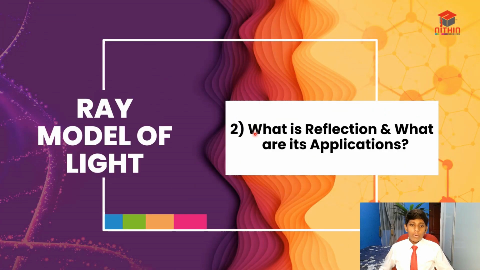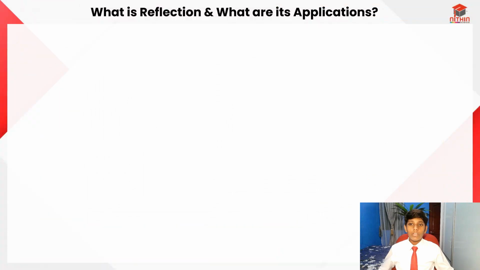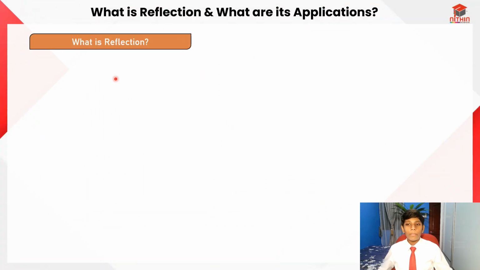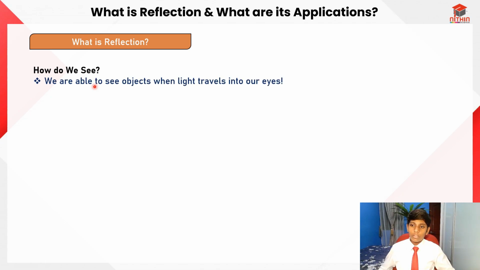So what is reflection? This is segment number 2. What is reflection and what are its applications? First of all, how do we see things? We are able to see objects when light travels into our eyes. This is something that we have already learned in primary school. We are able to see things when light travels into our eyes.